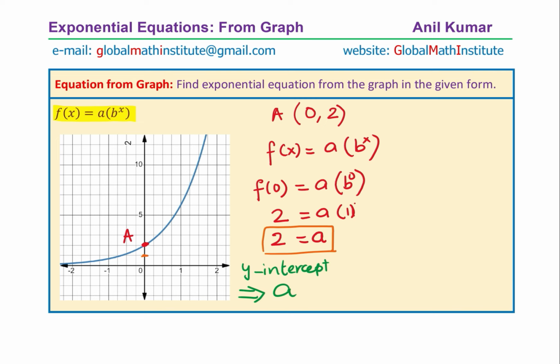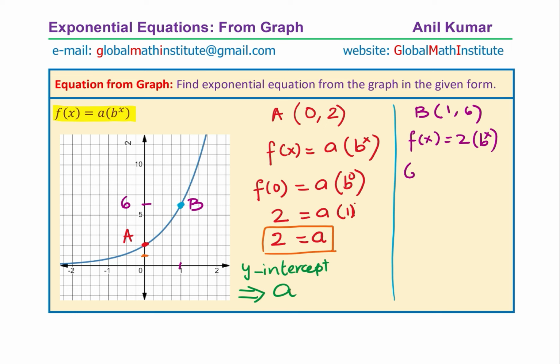Now how do we get the base b? Anything to the power of 1, you know, is the base itself. So the base value normally comes from the second point, which is at x equals 1. So let's consider the second point, which is here (1, 6). Do you see that? Let's call this point B. So B is (1, 6). Now we know a is 2. That means I could now write f of x as equal to 2 times b to the power of x. Is that clear to you?